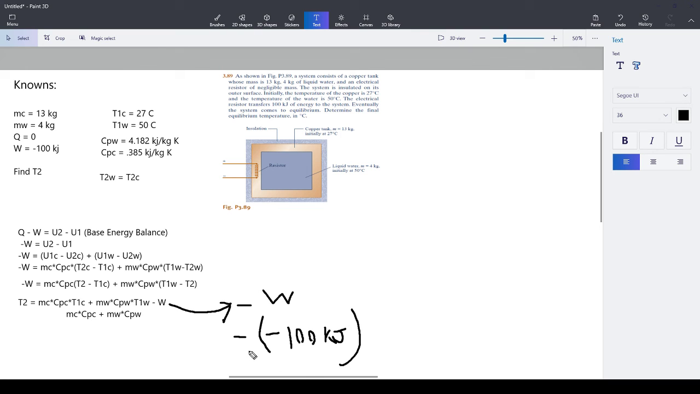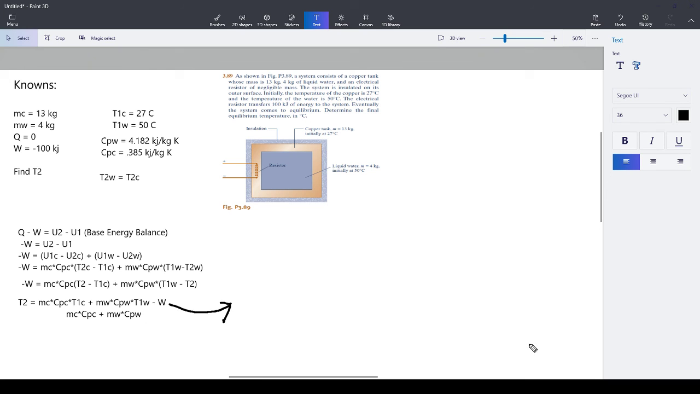So this becomes a positive. Essentially, you're going to add 100 kilojoules here. And what would have happened if you flipped this sign and just subtracted the work is that work is leaving. So energy is leaving in the form of work. You're subtracting off work, leaving the system, and it would have your final temperature be lower than it should have been.